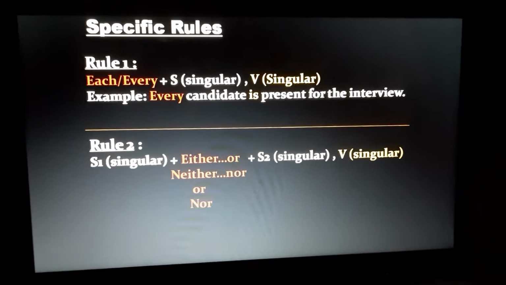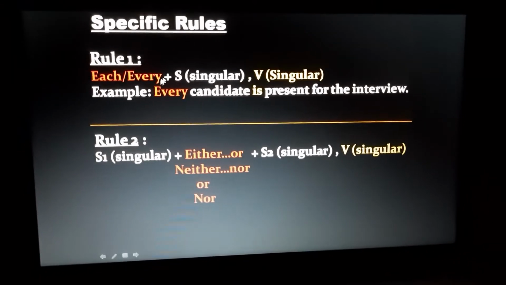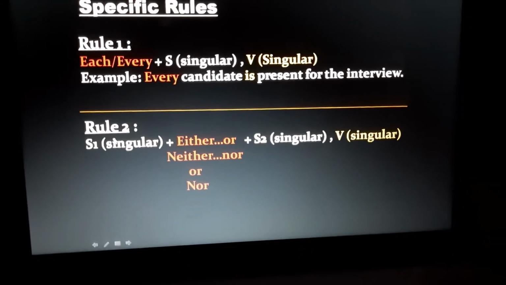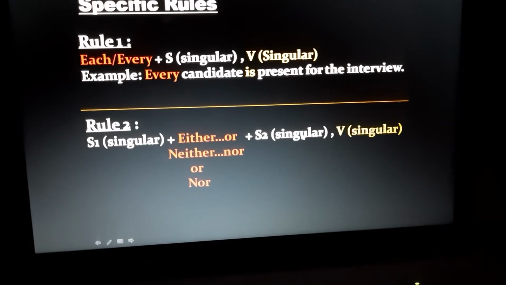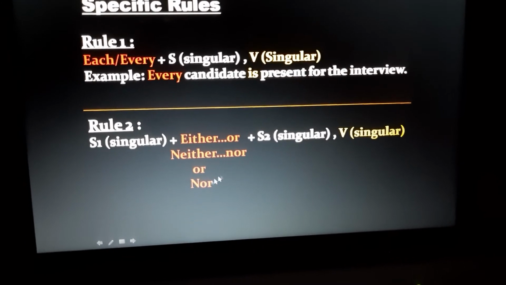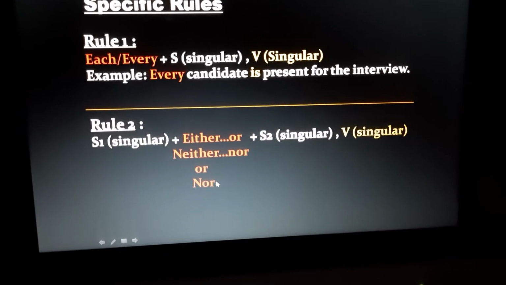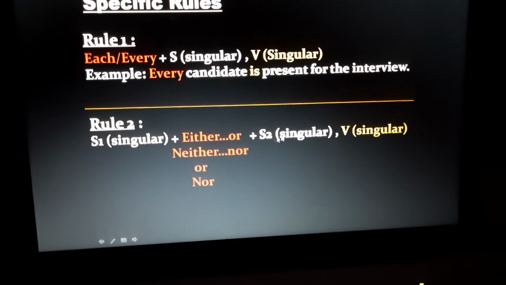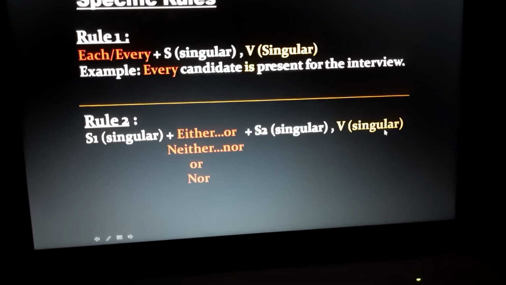Rule number 2. If there are two subjects, subject 1 is singular, subject 2 is also singular, but they are connected by these four connectives: either-or, neither-nor, or nor. If this is the case, then the verb is always singular.